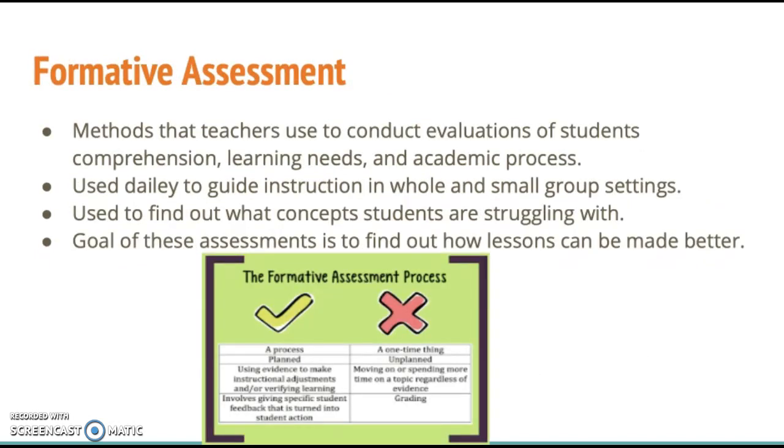Now let's talk about a formative assessment. A formative assessment is methods that teachers use to conduct evaluations of students' comprehension, learning needs, and academic progress. This is used daily to guide instruction in whole and small group settings. It is also used to find out what concepts students are struggling with. The goal of these assessments is to find out how lessons can be made better.